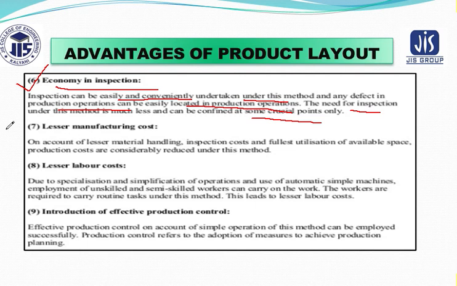Next is lesser manufacturing cost. On account of lesser material handling, inspection cost, and fullest utilization of available space, the production costs are considerably reduced under this method, because inspection is already carried out in parallel when you are performing the operation. So separately an inspection cost is not occurring. Material handling is also not occurring because you are just giving the raw material before starting the operation and you are getting the final product.